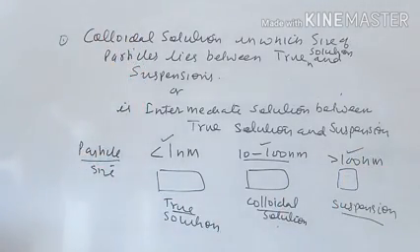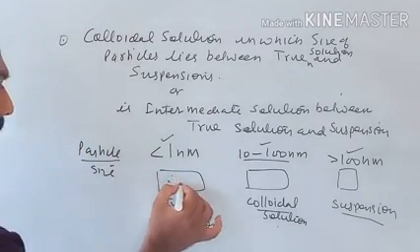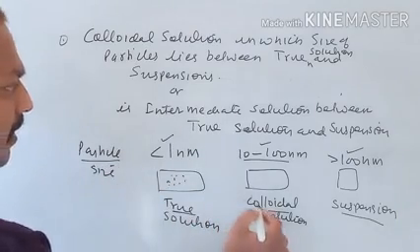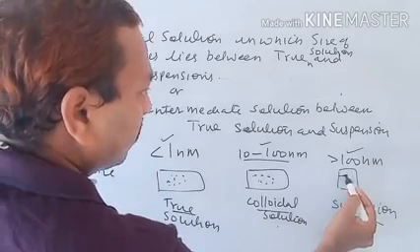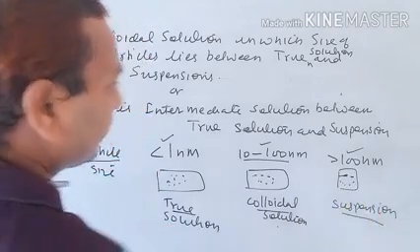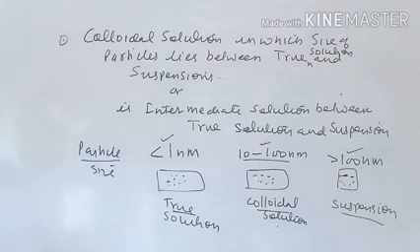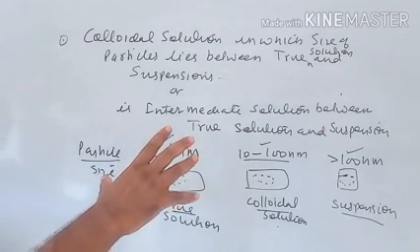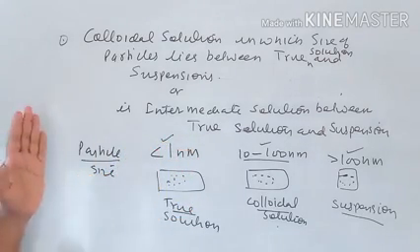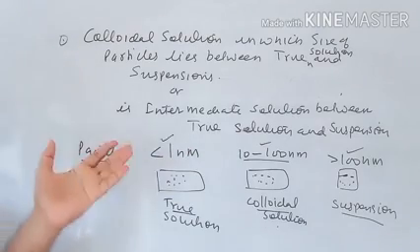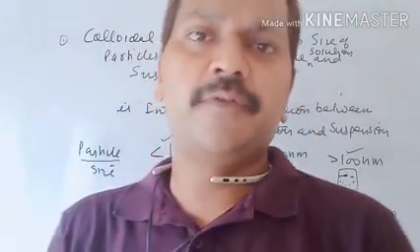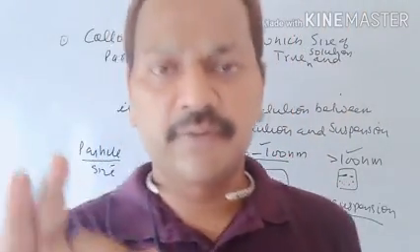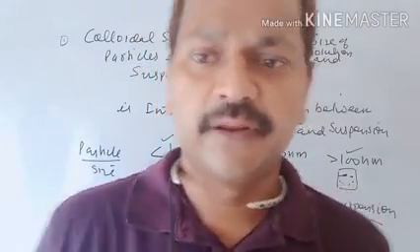When you look at the size, in a true solution the solute particles are very minute. In colloidal, this size increases, and the size of the particles increases further in suspension. So this is the concept. Children, concept number one again: a colloidal solution is a solution in which the size of particles lies between true solution and suspension.